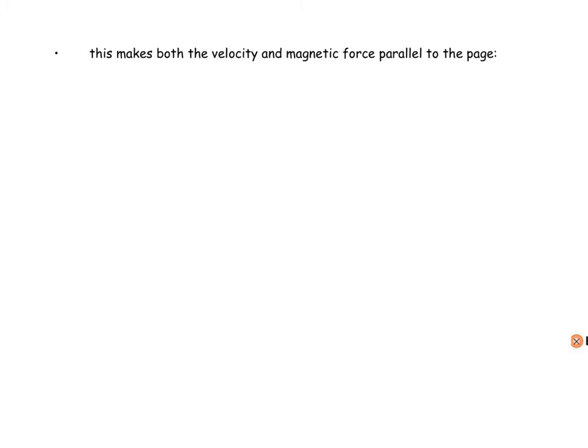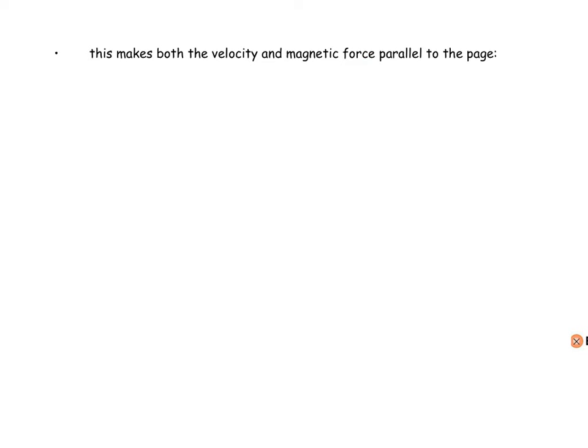And so what these symbols are going to do is make the velocity and the magnetic force parallel to the page. So I want you to grab your right hand for a second here, and remember that your velocity and your magnetic force are perpendicular to each other, but they're also perpendicular to the magnetic field, right?